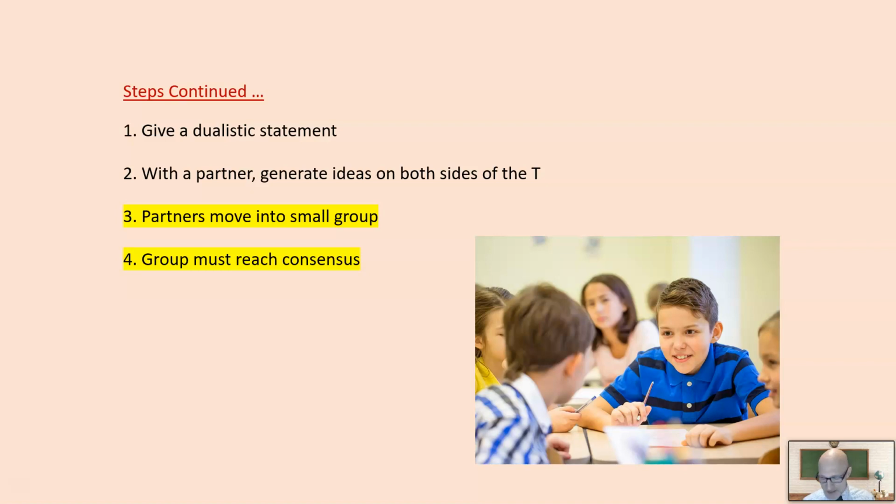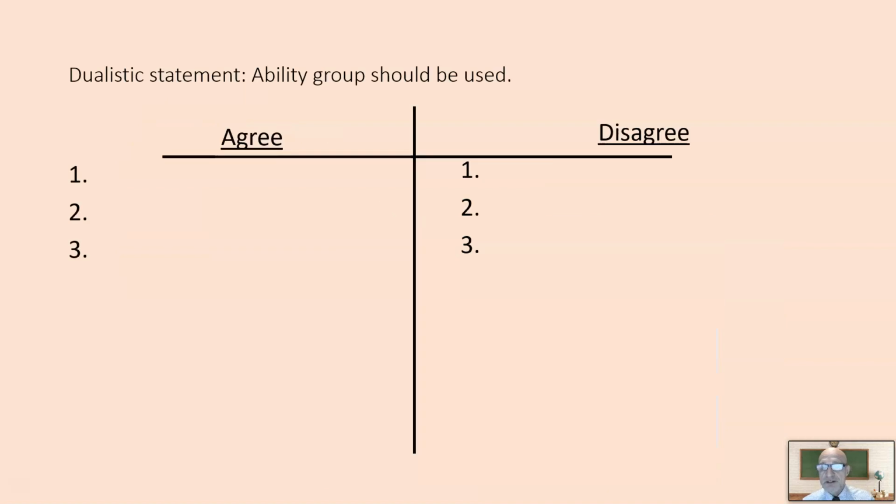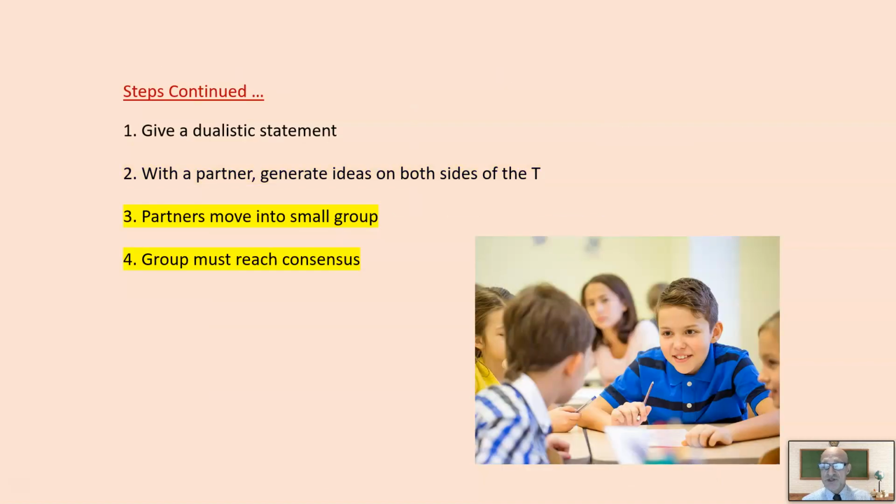They share their ideas that they have written. They share their ideas and the group has to reach consensus. They all agree, or else sometimes they have to revise the dualistic statement. Adopt and adapt these ideas, by the way. Adopt and adapt, all right?